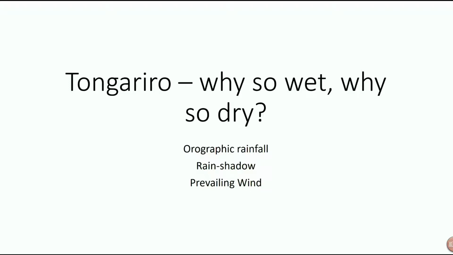Kia ora. This video is going to look at the contrast in rainfall that can be found in Tongariro National Park. Some parts of it are really wet, whereas other parts are really dry. Keywords to look out for are orographic rainfall, rain shadow and prevailing winds.